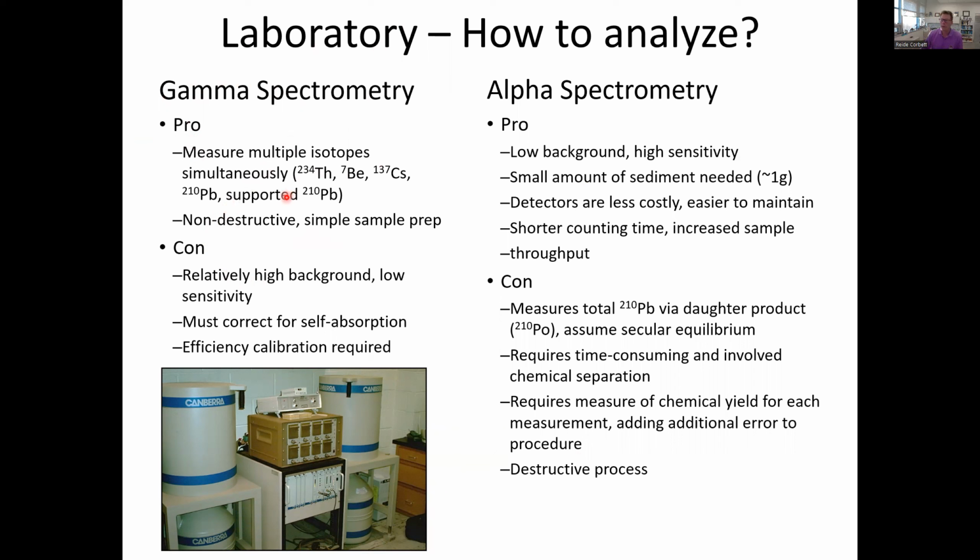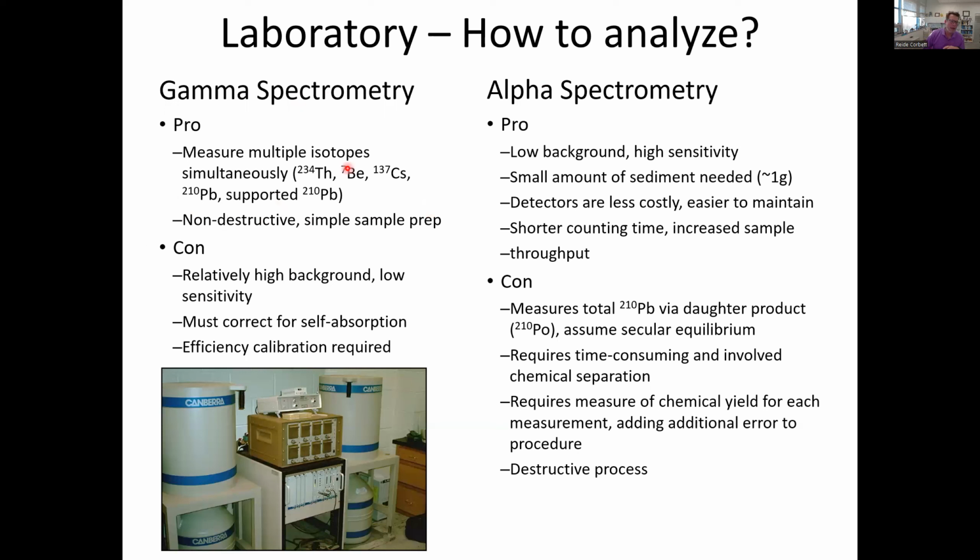It's fairly simple. You dry, you grind to homogeneous, and then you pack it into a standard geometry that you use for your detector. And then you can analyze all of those nuclides of interest. In one sample, you can analyze thorium-234, beryllium-7, cesium-137, and lead-210, both total lead-210 and supported lead-210. That'll be important here in a few minutes.